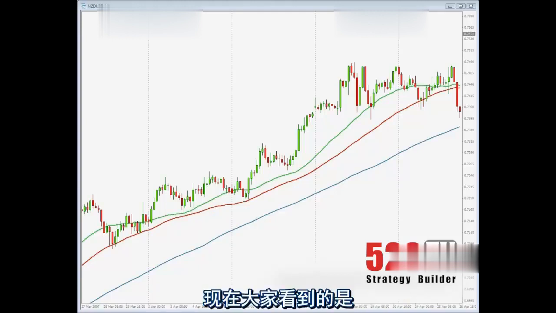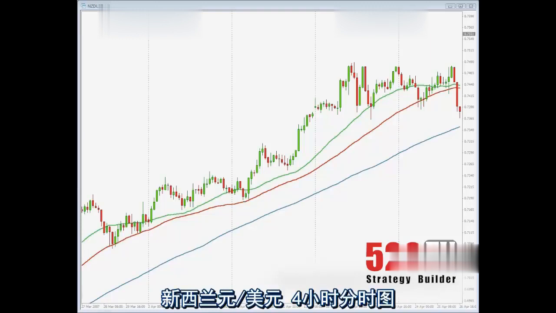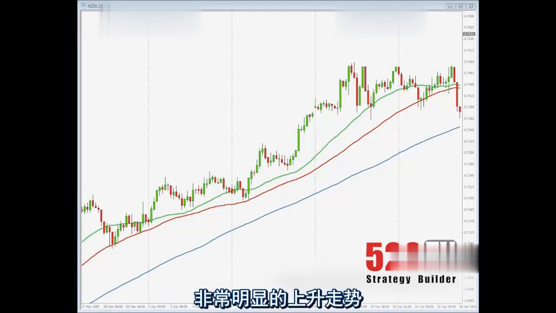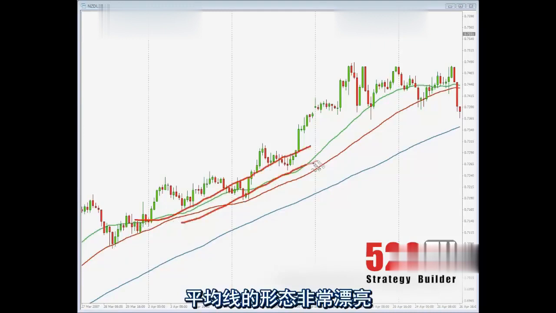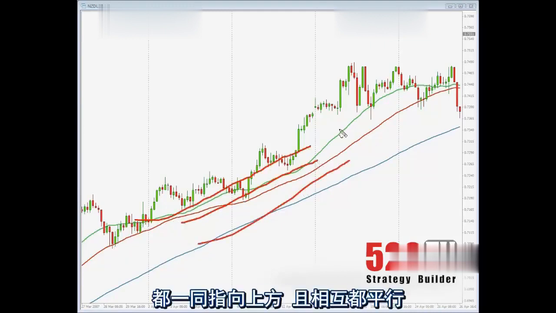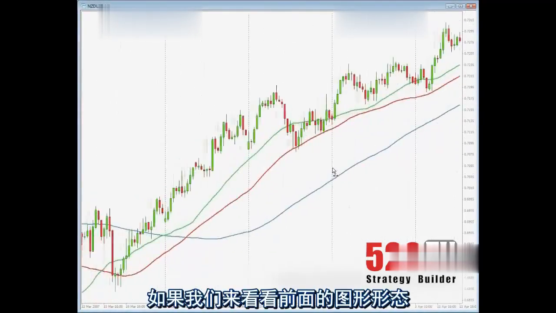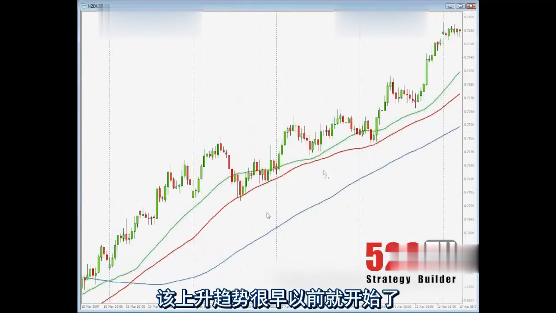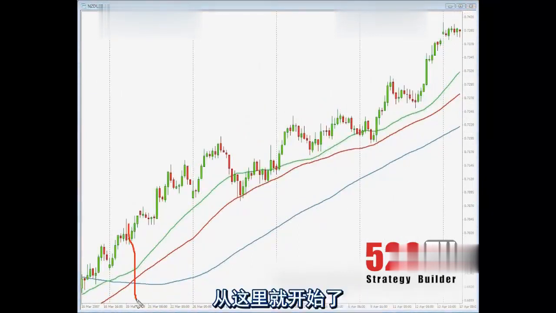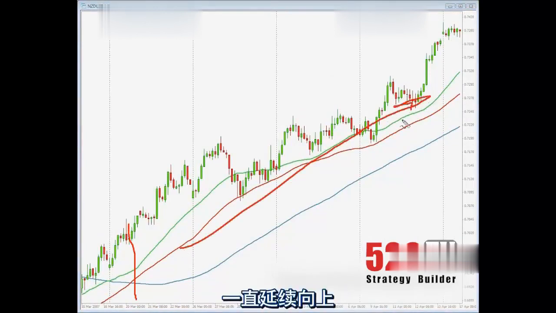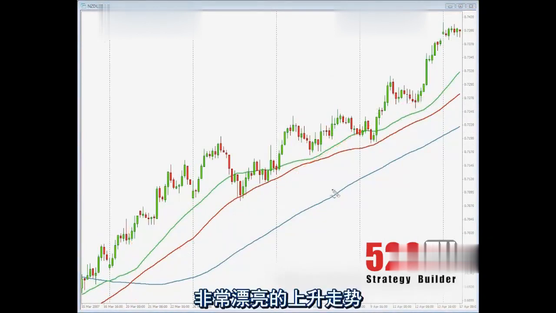Right now you're seeing the chart for the New Zealand dollar against the American dollar, on the 4-hour time frame. As you can see, it's a very clear uptrend. Have a look at those beautiful moving averages, nicely pointing up, parallel to each other. If we keep zooming back, you can see this uptrend has been coming from a long time, a very beautiful uptrend formation.